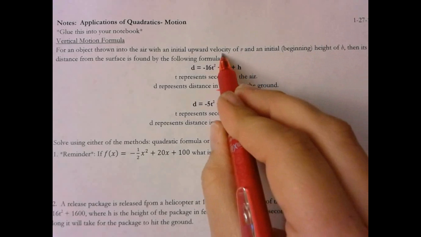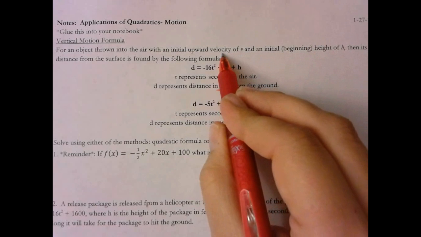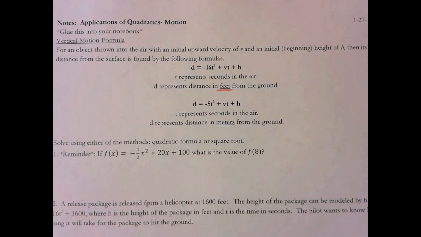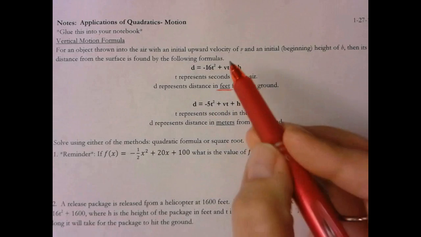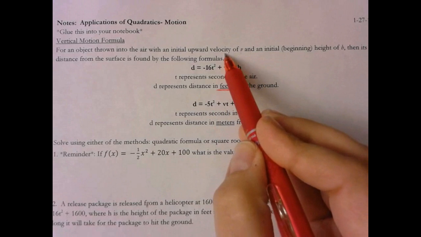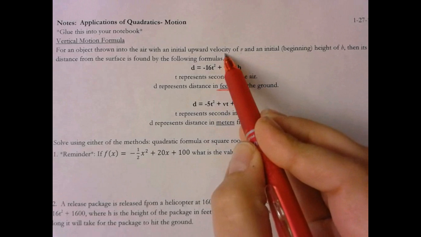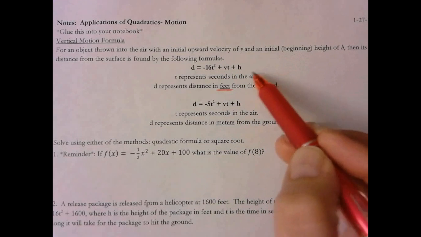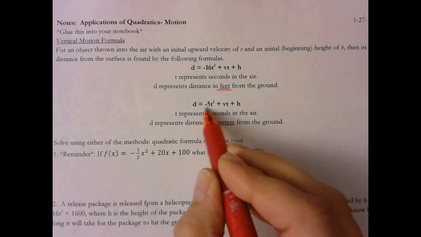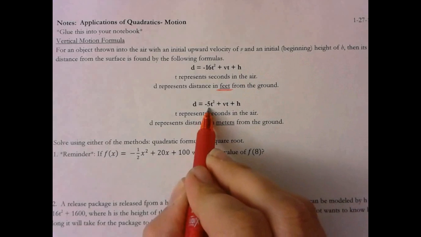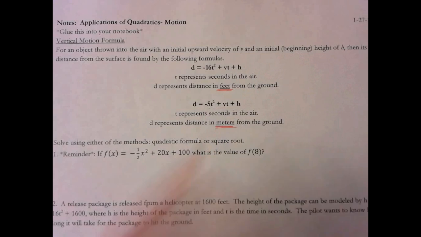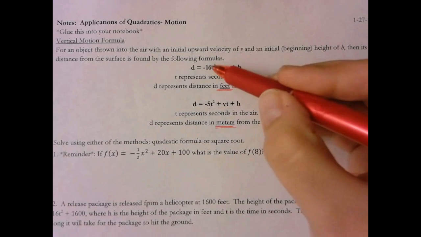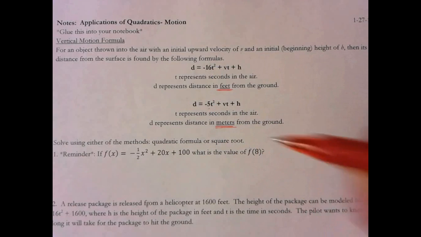Notice v is the velocity, which is a fancy way of saying speed. Don't tell any physics teachers I said that. Technically velocity is a little different, but when you get to physics, you'll talk about that. And the initial height is h, or beginning at height h. The only difference here is our coefficient for t squared, and this is what we use for meters. So all that changes is our number in front of t squared.